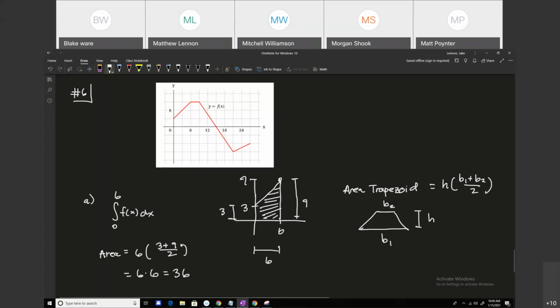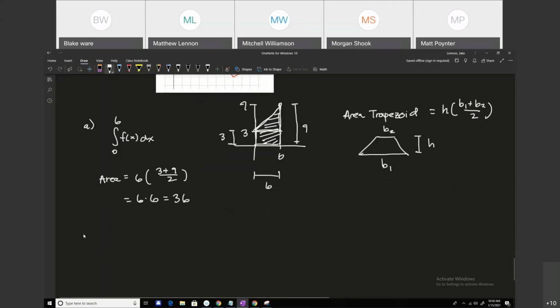So you can use formulas from geometry, or you could use the squares. You could also divide a trapezoid if you don't want to remember the formula. You can always divide the thing into a triangle and a rectangle, and then just add them up. In this case, we have a triangle on top and a rectangle on the bottom. Your triangle area formula is 1/2 times base times height, and your rectangle is just length times width.